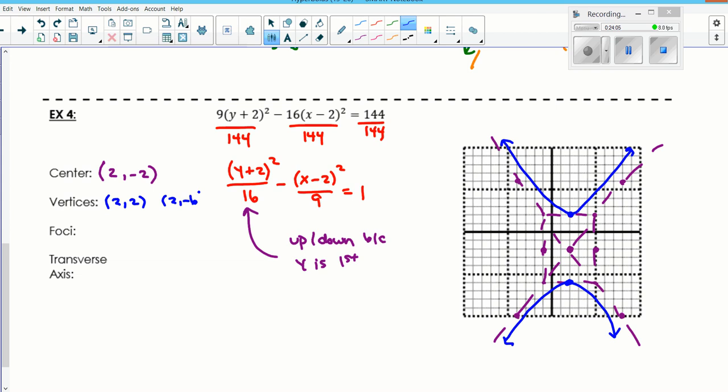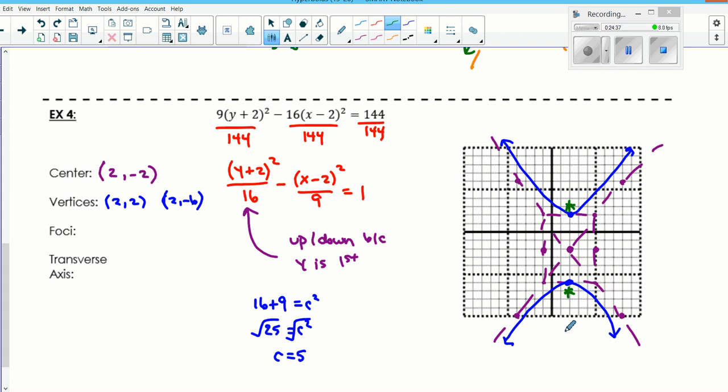Alright, make sure you have parentheses. Alright, my foci I can find by doing 16 plus 9 equals c squared, so this will be nice because it's 25. Square root means that I get c equals 5. So from the center, this one's going to be really close. So let's see, 1, 2, 3, 4, 5 right there, which means it's got to be right there. If you end up with it not inside your parabola, then you know you made a mistake. It's got to be inside the parabola.